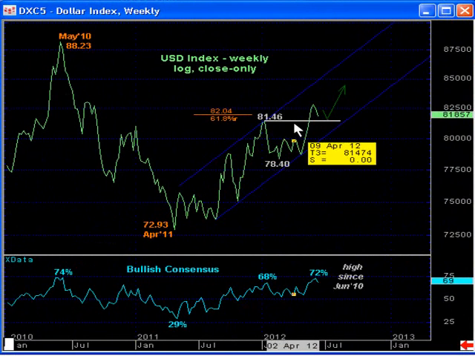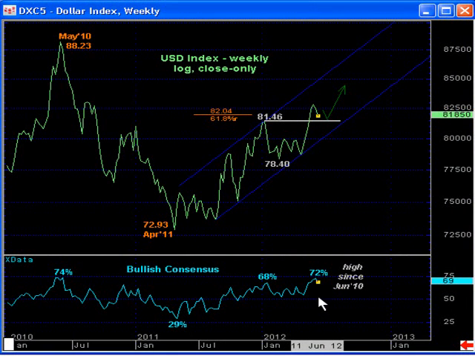Moving to a longer-term weekly log-scale close-only chart, you can see the magnitude of the major uptrend in the US dollar index dating from April of 2011's low weekly close at 72.93. Now, admittedly, the bullish consensus measure of sentiment according to this market at a recent 73% reading, is the highest since June of 2010.